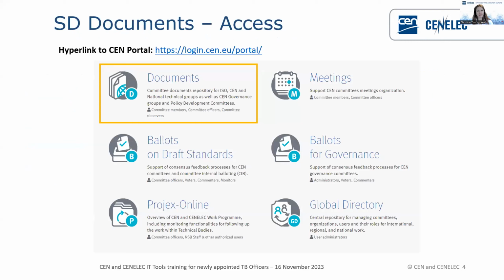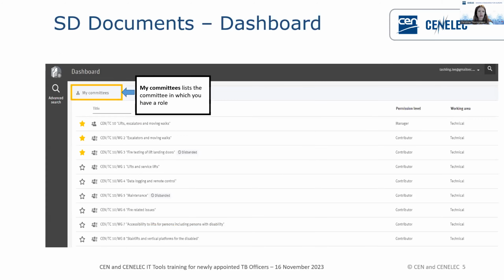So how to access SD documents? You can use the hyperlink to the CEN portal, which is login.cen.eu/portal. You can see that the portal takes you to other areas as well, such as meetings and ballots. But here we're looking at documents. You can see in the yellow frame on the screen, documents. That's where you should click to get to SD documents. And then you will arrive on the dashboard of SD documents.